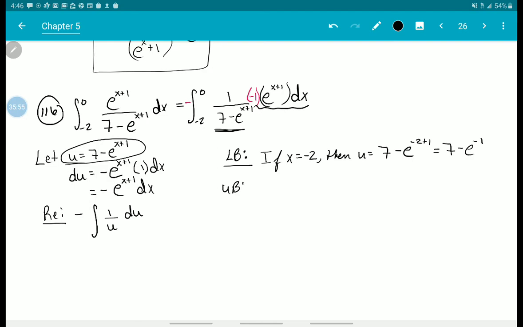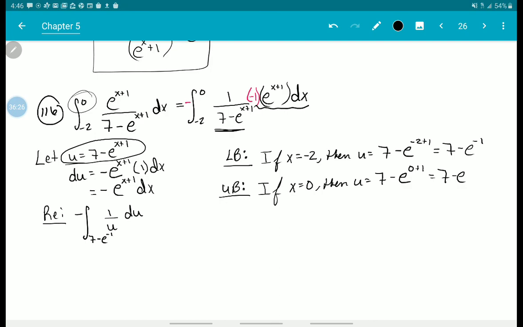Let's look at our upper bound. So if x is equal to 0, that was the original, then u is equal to 7 minus e to the 0 plus 1, which is 7 minus e to the first, or 7 minus e. So lower bound is 7 minus e to the -1. Upper bound is 7 minus e.